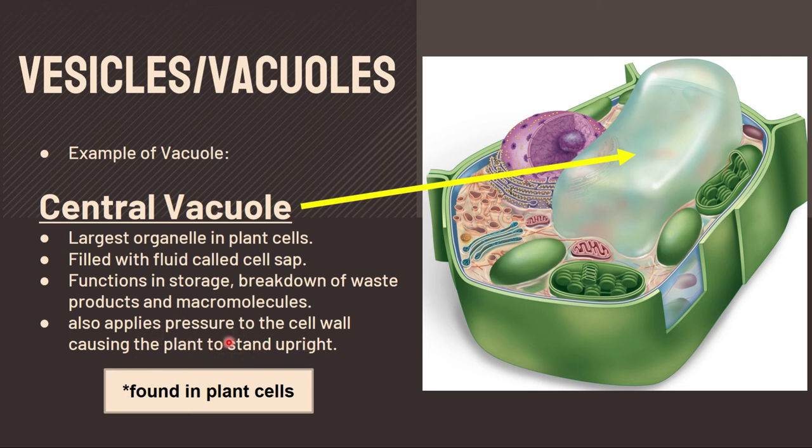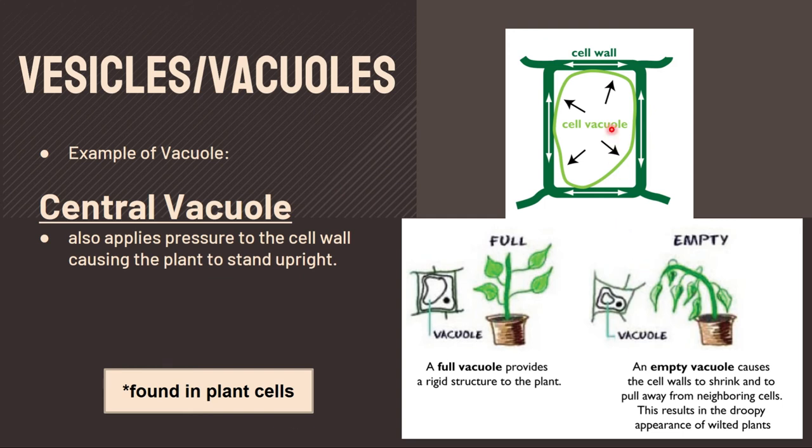To make sense of this, let us look at this next illustration. When the central vacuole is filled, the pressure it applies outwards makes the cell wall rigid. Look here. A full vacuole provides a rigid structure to the plant, so your plant will stand upright. If the central vacuole contains less volume of fluid, it could not apply enough pressure to make the plant rigid. So your plant will wilt.